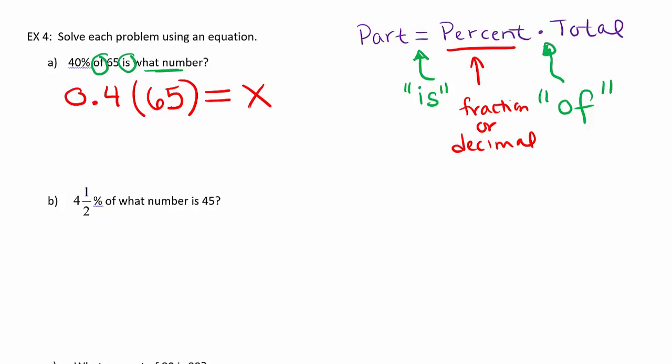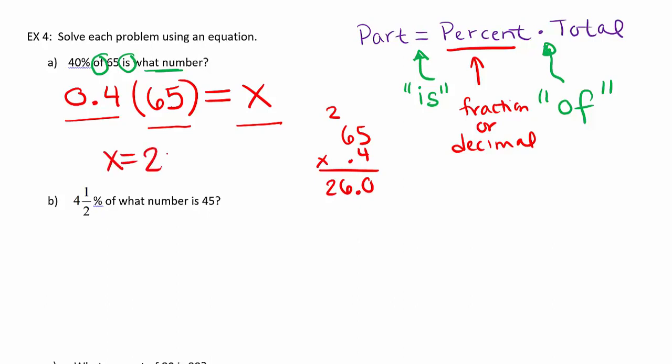So basically, I took my percent times my total, and that equals my part. So to finish this problem, I have to multiply 65 times 0.4, and I end up getting 26. So the answer is x equals 26. Let's do another one using the same method.